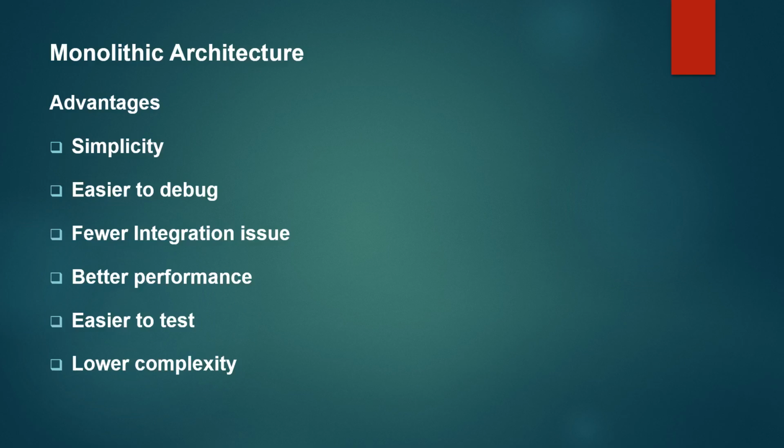And better performance. A monolithic application can have better performance since there is no overhead associated with inter-process communication between components. That means there is no inter-process communication between components, so we can get better performance. It depends on how we write the code. Easier to deploy, easier to test. We can easily test the application, and lower complexity. The complexity is very low because we have a single application where we use everything.